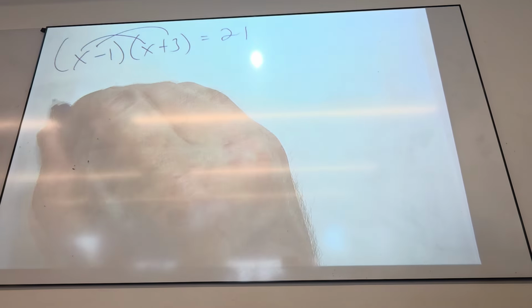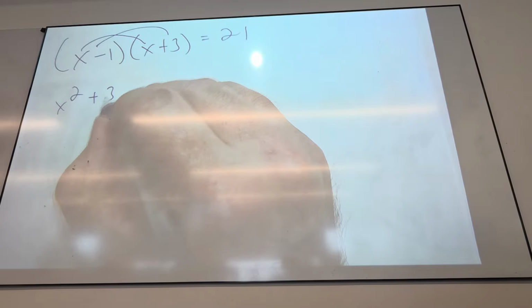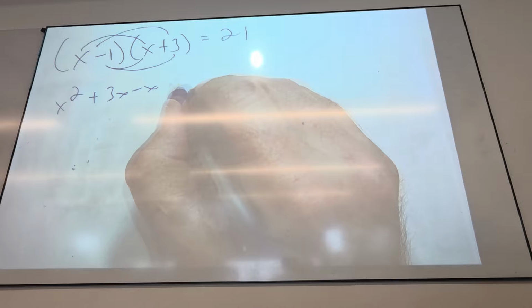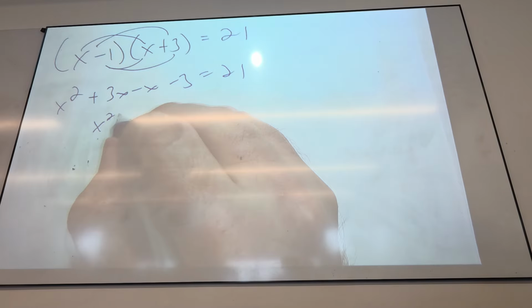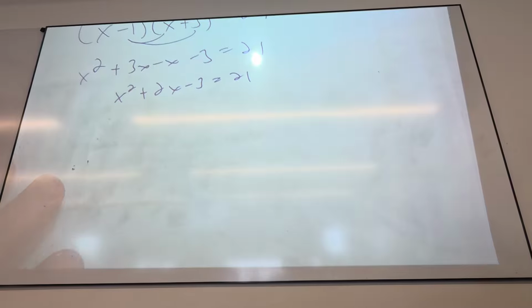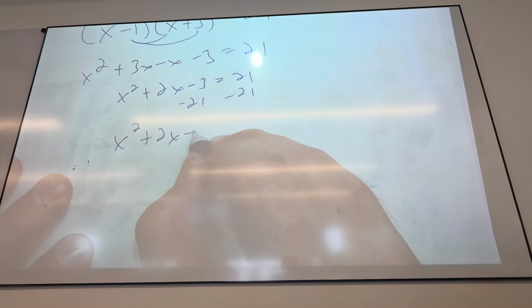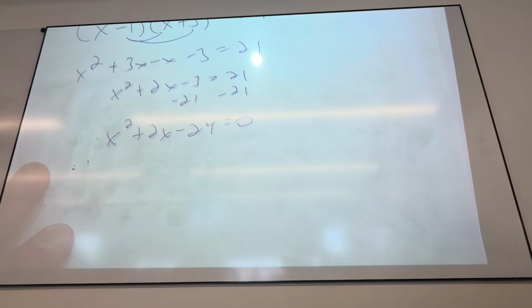So what do I get when I multiply this stuff out? X squared plus 2x, plus 3x minus x. I'll catch up to you. So I get x squared plus 2x minus 3 equals 21. And then what can I do? Now subtract 21. Now what can I do?